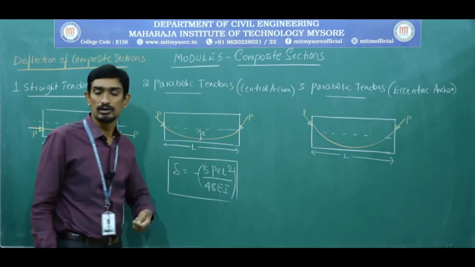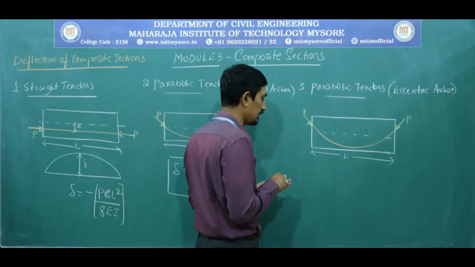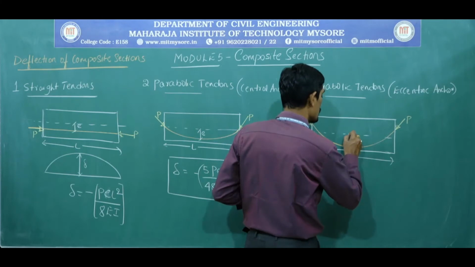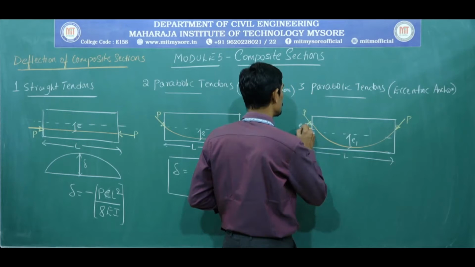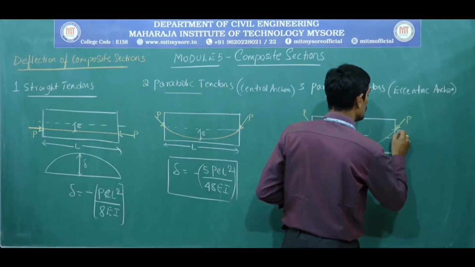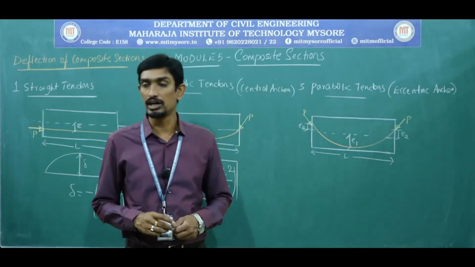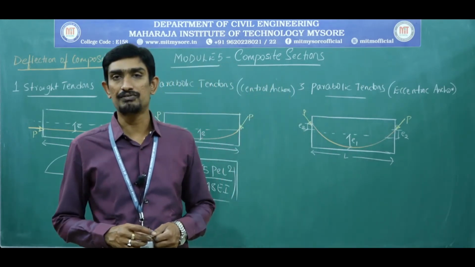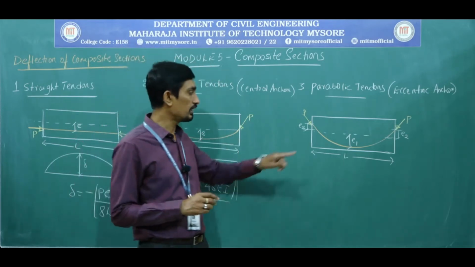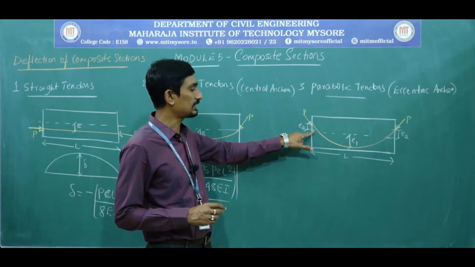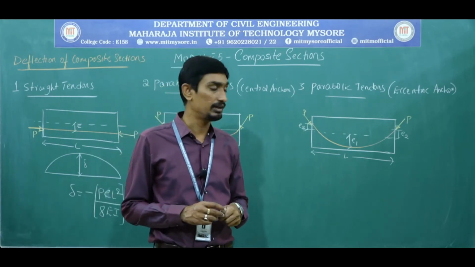Now since the eccentricities are different, let me mark them. Let me mark this as E1 and this as E2. You already know the definition of eccentricity. Eccentricity is defined as the distance between the pre-stressing force induced and the centroidal axis of a section. That distance is called eccentricity.